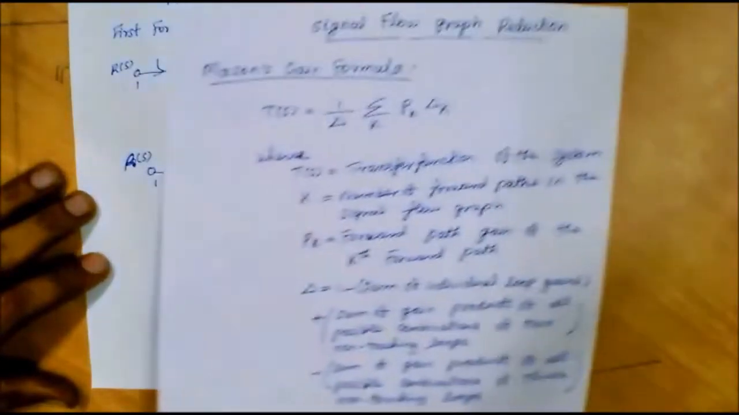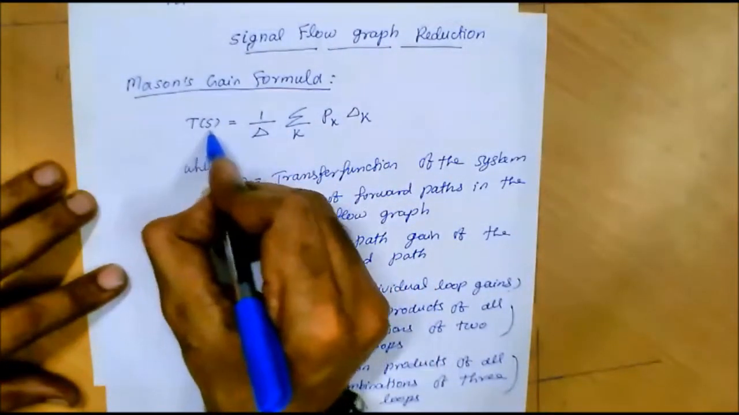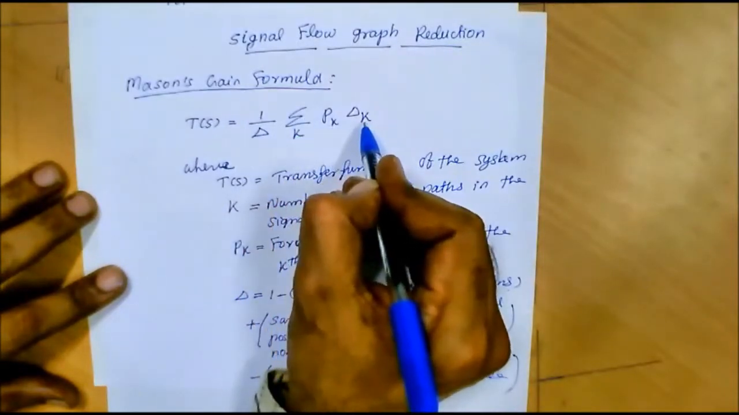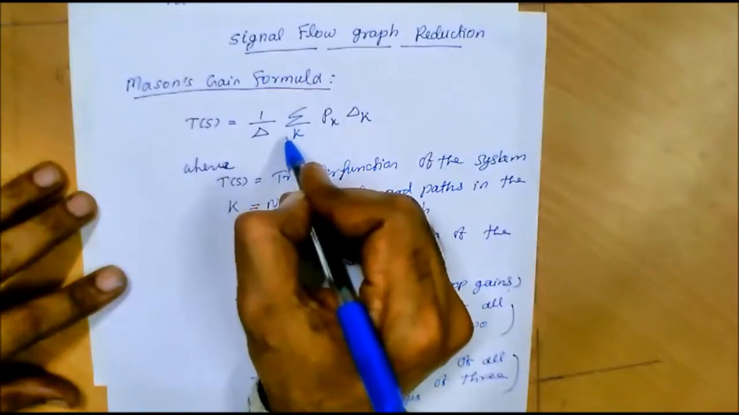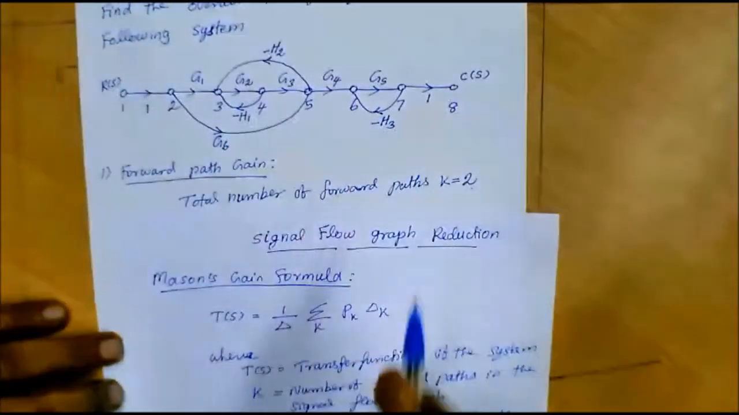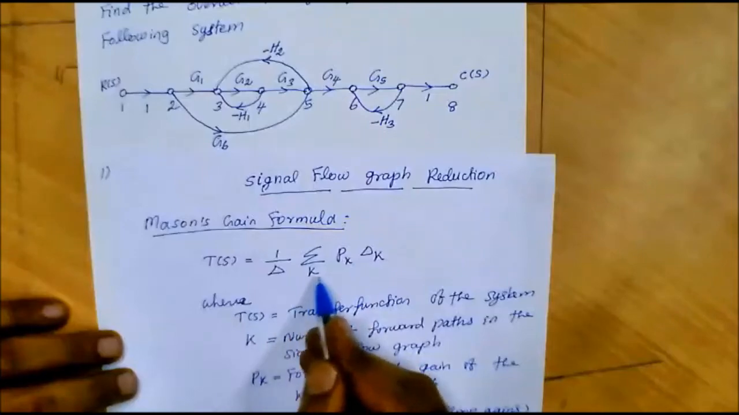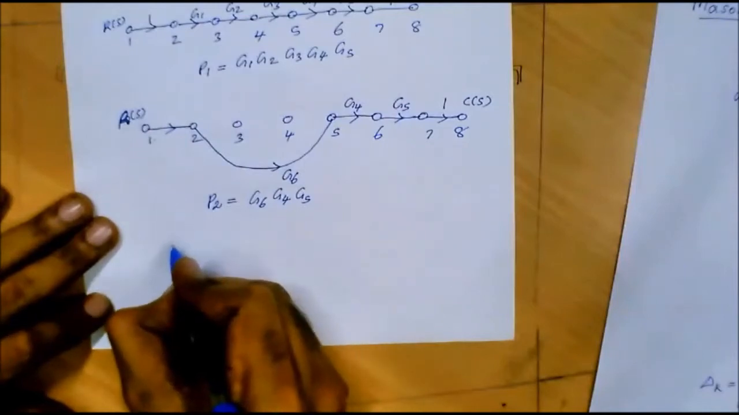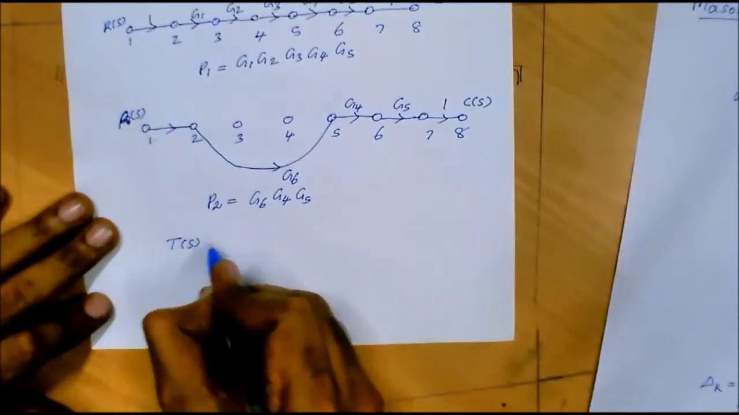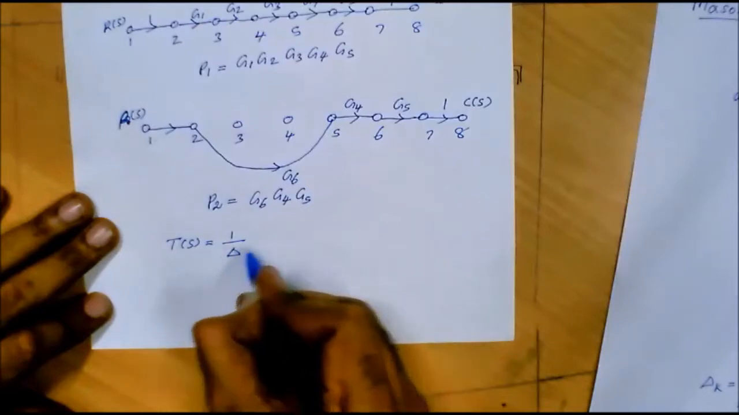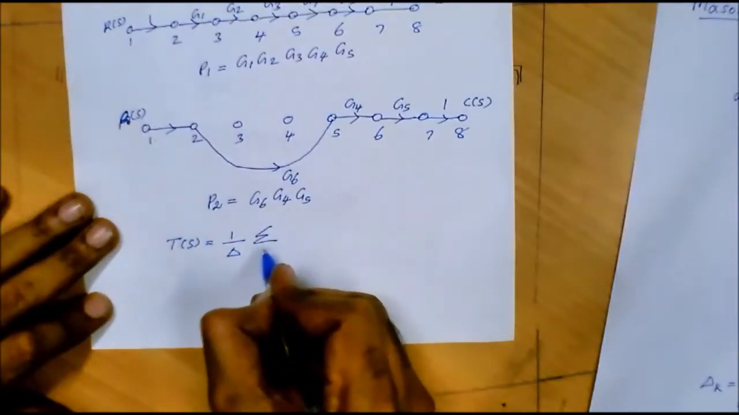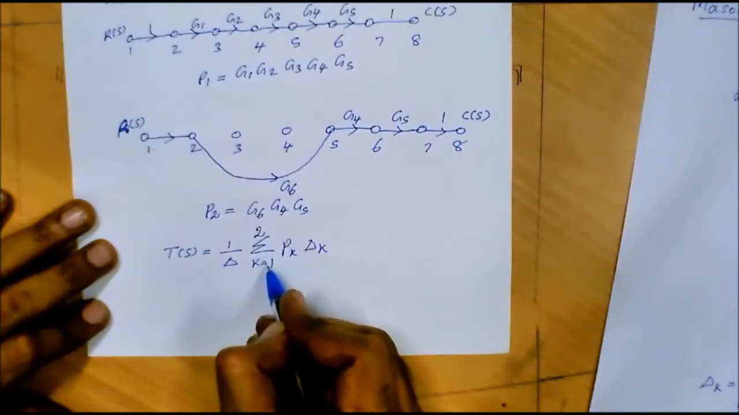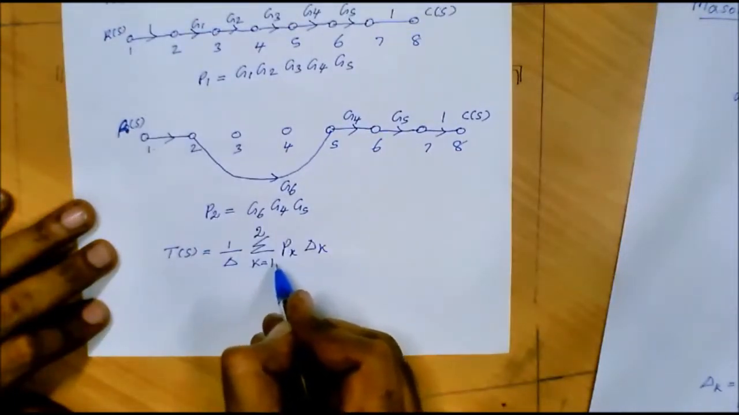So according to Mason's gain formula, we have to apply T(s) equal to 1 by delta summation over k of P suffix k delta k. We found the value of k. Here in this given problem, the value of k is equal to 2. So we can expand this formula. T(s) equal to 1 by delta into summation over k, and since the value of k is equal to 2, we substitute the limits k equal to 1 to 2.